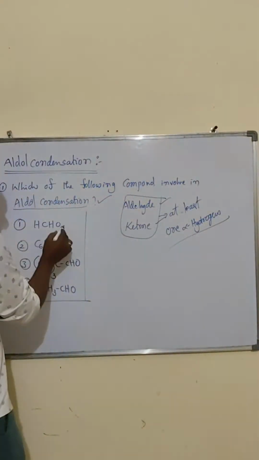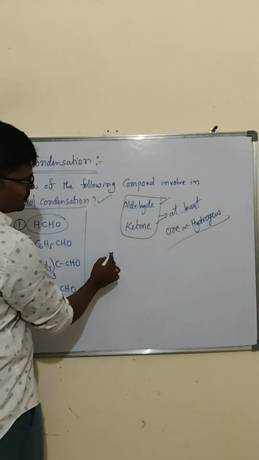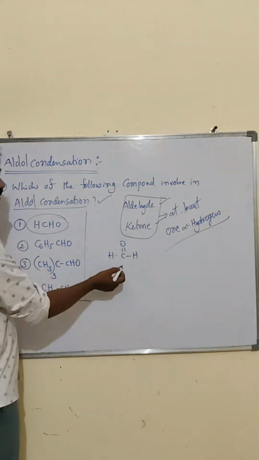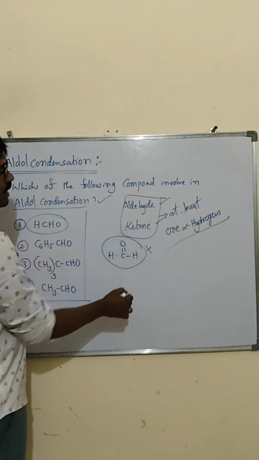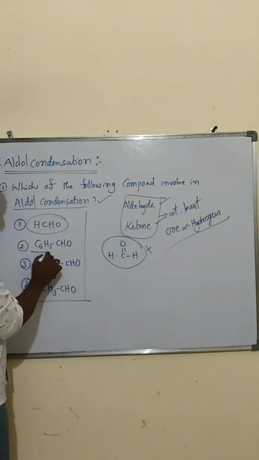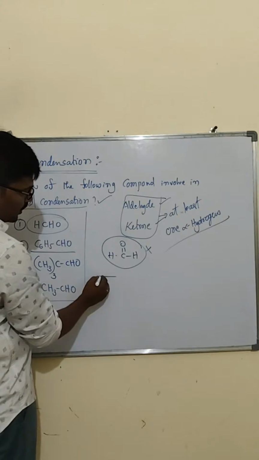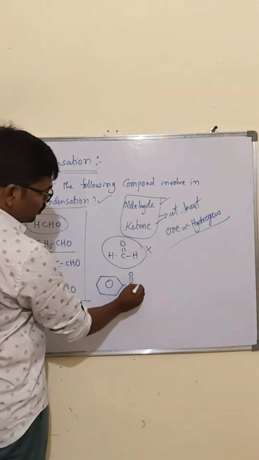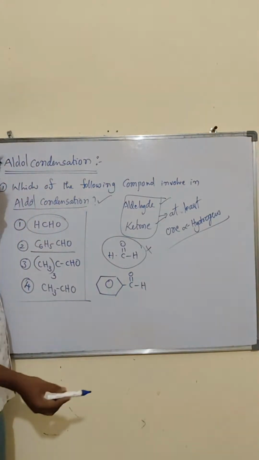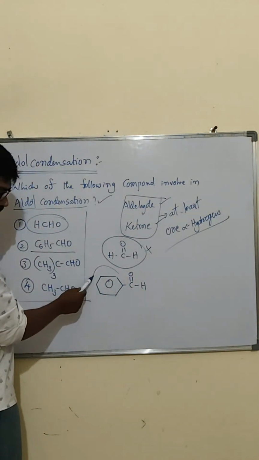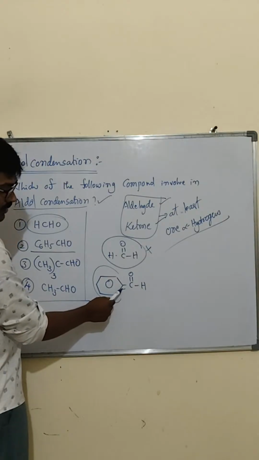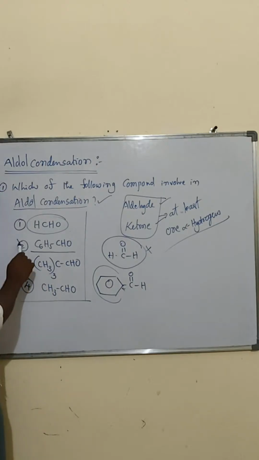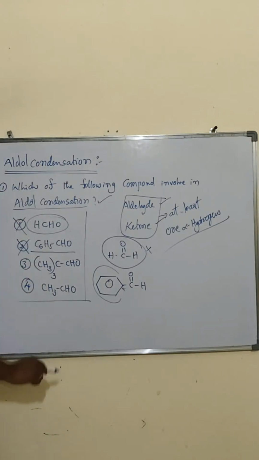See, look at my dear students. The first compound I am taking is HC double bond OH. Alpha carbon లేదు ఇందులో, so alpha hydrogen కూడా లేదు. Then C6H5CHO, nothing but benzene attached to the C double bond OH. Here the benzene ring carbon is the alpha carbon, but it does not have alpha hydrogen atoms, so it is also not involved in the aldol condensation.